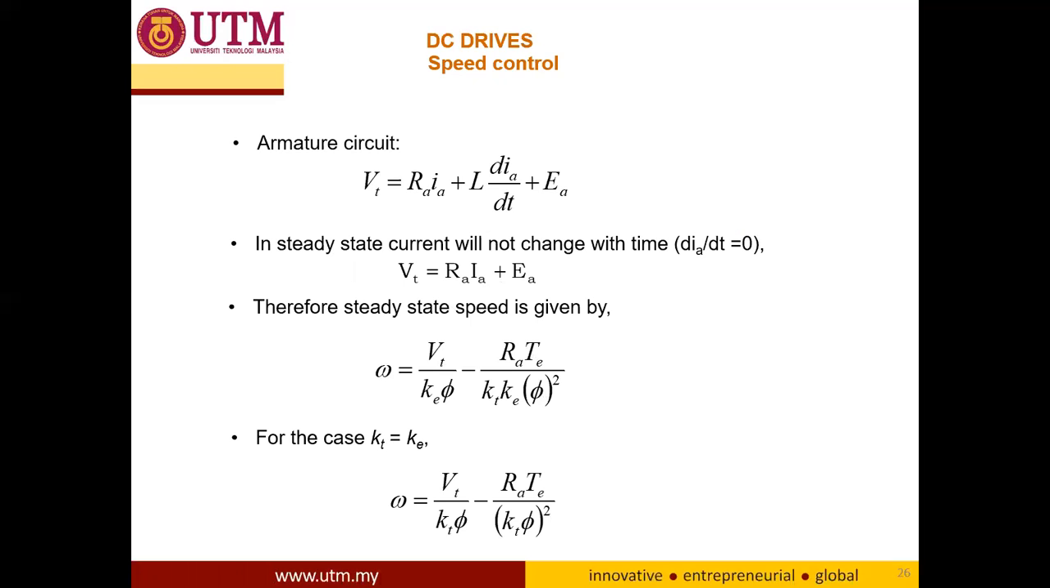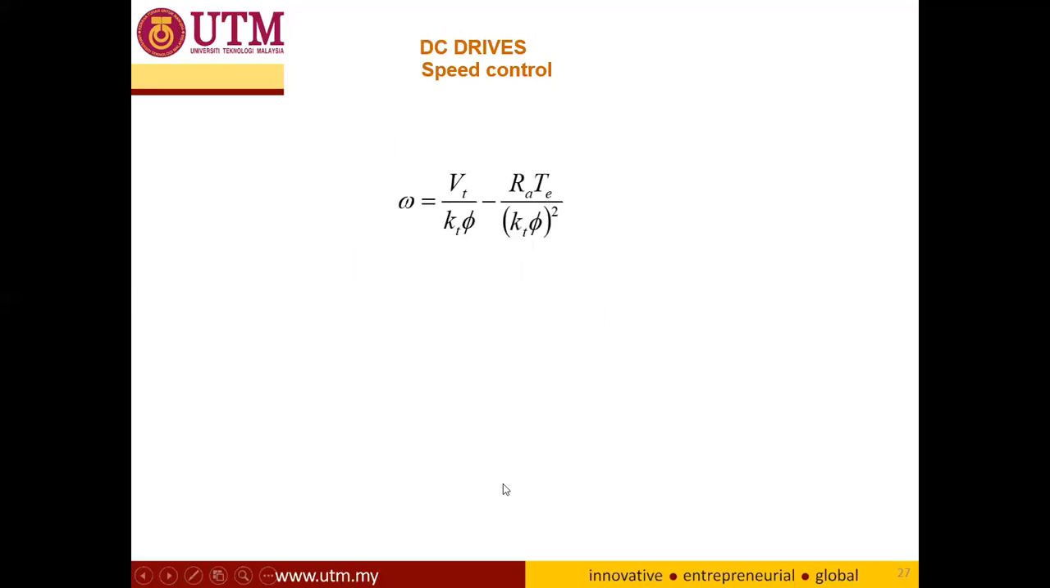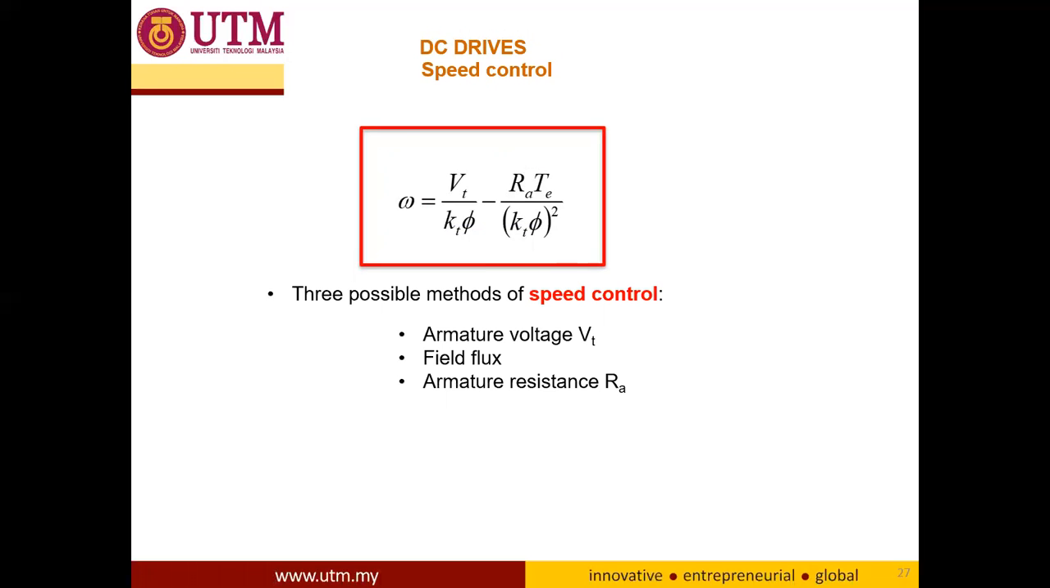So when KT is KE, we can reduce this equation to these equations. From these equations, there are three possible methods to control the speed. The first one is by controlling the terminal voltage, which is the V input. The second one is by controlling the field flux, if you are not using a permanent magnet. And the third one is by using the RA. There are three possible methods to control the speed.